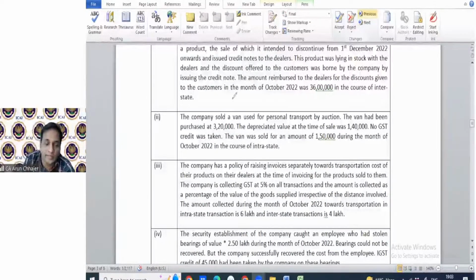What is the next point? The company sold a van used for personal transportation for auction. The van had been purchased at 3,20,000. So what is the cost price? 320.